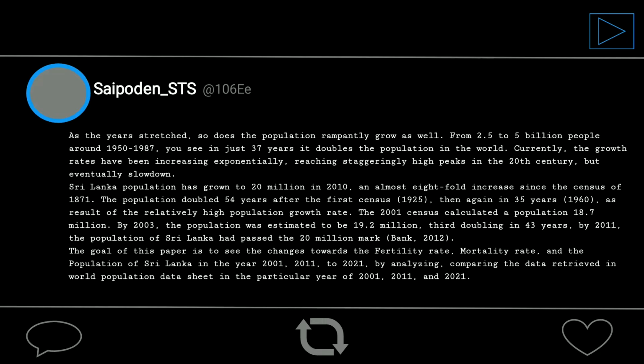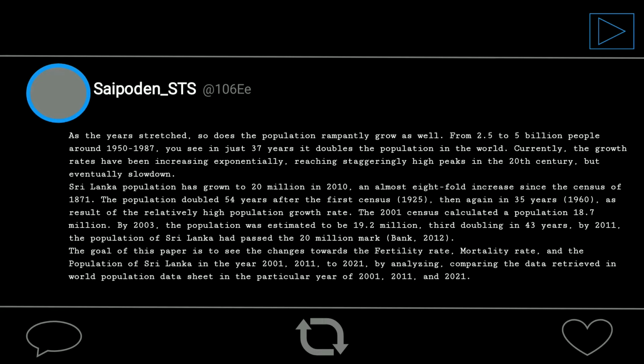As the years stretch, so does the population rampantly grow as well. From 2.5 to 5 billion people around 1950 to 1987. You see, in just 37 years, the world population doubled. The growth rate has been increasing exponentially, reaching staggeringly high peaks in the 20th century, but eventually slowing down.